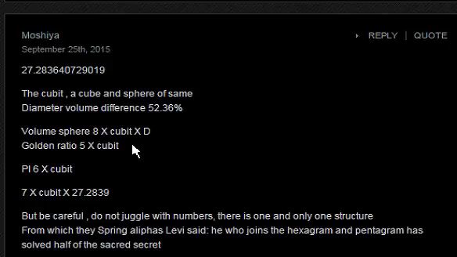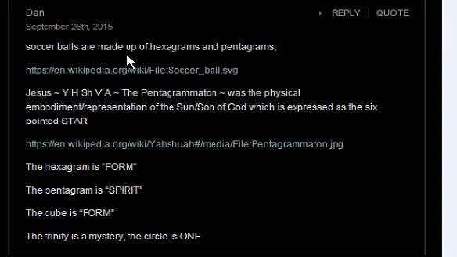Okay, I do not understand here these calculations from number 27.2, text from that number to 7 times cubit times 27.28. I don't understand what Moshe is talking about. Okay, then said saucer balls are made up of hexagrams and pentagrams.